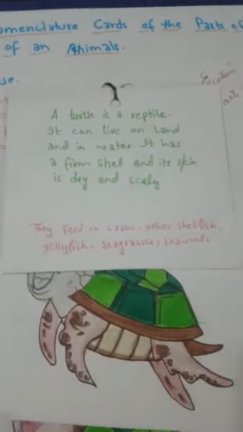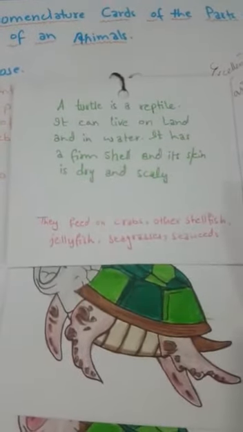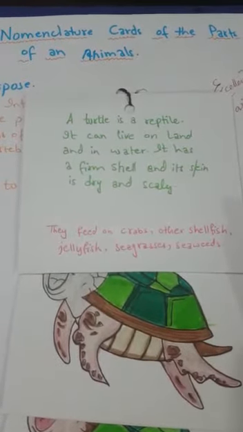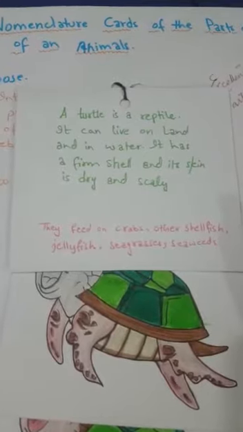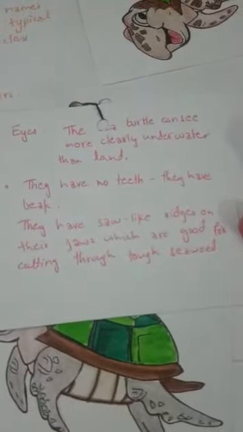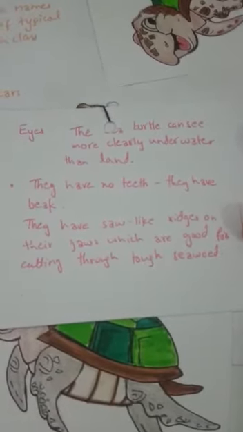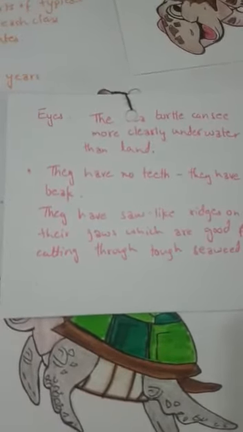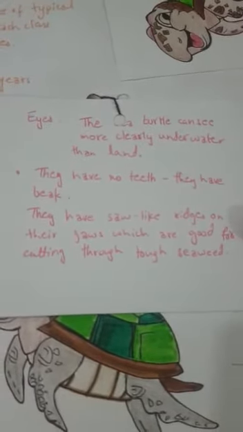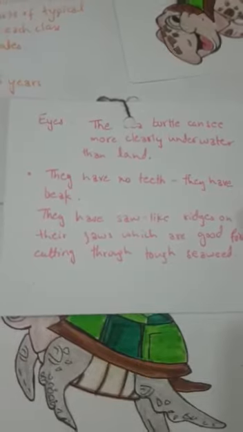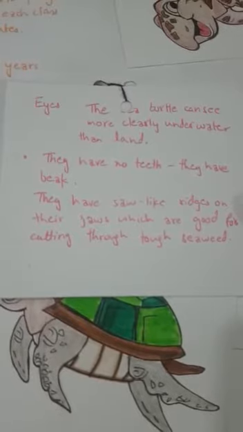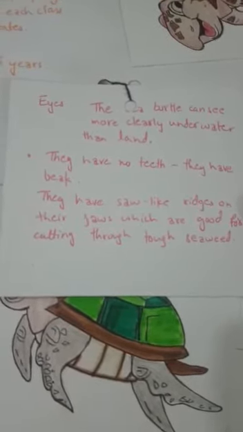A turtle is a reptile and can live on land and in water. It has a firm shell and its skin is dry and scaly. They feed on crabs, other shellfish, jellyfish, sea grasses, and seaweeds. The sea turtle can see more clearly underwater than on land, but the land turtles can see more clearly on land than in water. Sea turtles have no teeth, they have a beak, while land turtles have teeth as well. They have saw-like ridges on their jaws which are good for cutting through tough seaweed.